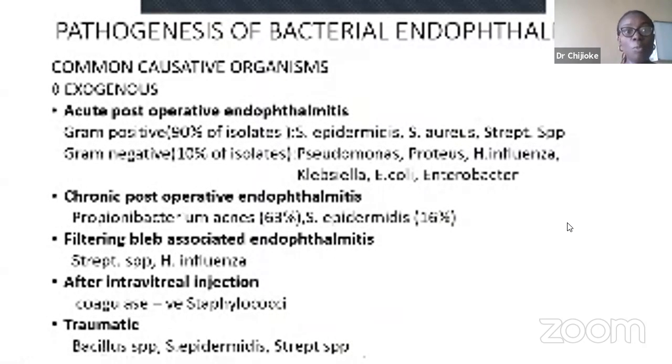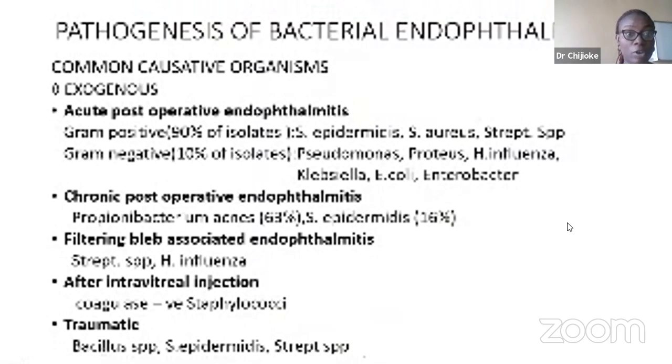Pathogenesis, common causative organisms. For exogenous endophthalmitis, under it we have acute post-operative endophthalmitis, most isolates are gram-positive, 90% of them, and majority of them are coagulase-negative staphylococcus, which Staph epidermidis falls under. Then we have Staph aureus and strep species. Then we have gram-negatives, which make up 10% of isolates.